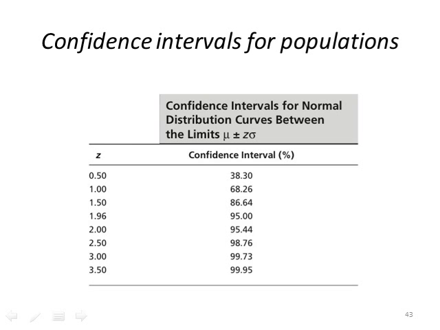So as z changes from 0.5, the confidence interval is 38%. When it's 1, it's 68%. So this is our 1 sigma. When we're really out high, 3 sigma, it's 99.73%. So our confidence grows as our z value gets larger. Okay.